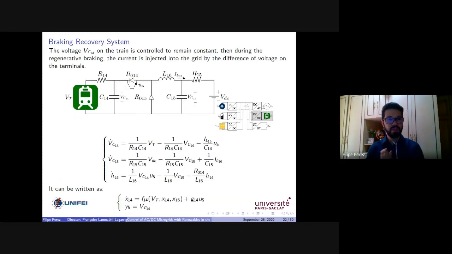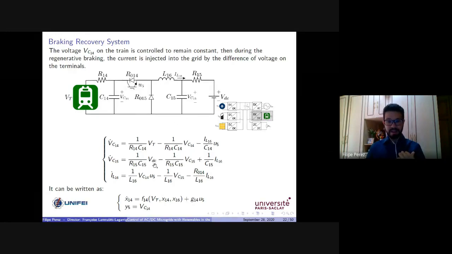Next, we have the braking recovery system. Here, the voltage on the train during the regenerative braking process increases. Then, if we control voltage VC14 in a desired reference, which is given by the nominal voltage of the train, when the regenerative braking takes place, the difference of voltage between VT and VC14 produces a current that is injected to the DC bus of the grid. And then we can control the power injection during the regenerative braking process.